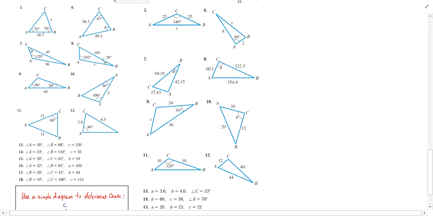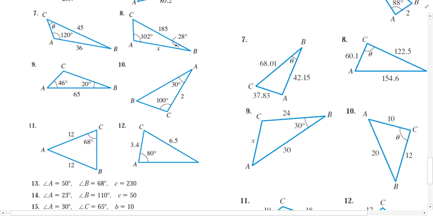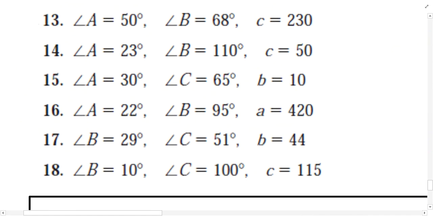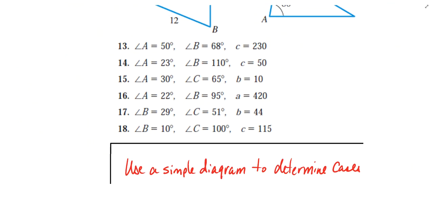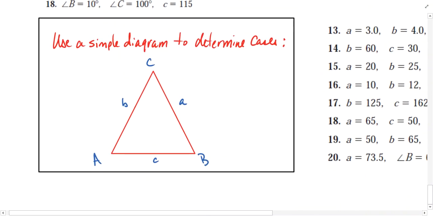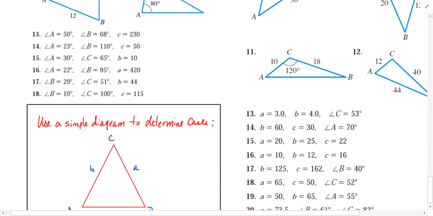When provided a diagram, such as these examples 3 through 12 on the left-hand side, identifying the cases isn't too difficult. However, when provided elements of a triangle without a diagram, it can be a bit more challenging. So my recommendation for you is, when a diagram is not provided, then simply sketch a plain or simple diagram to determine your cases. If you draw some arbitrarily shaped triangle with side length A, B, and C, along with angle measure A, B, and C, you can mark that diagram with the provided information.